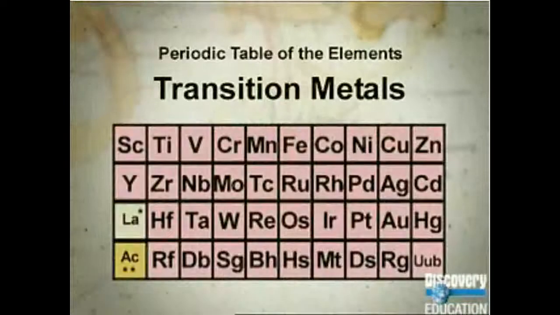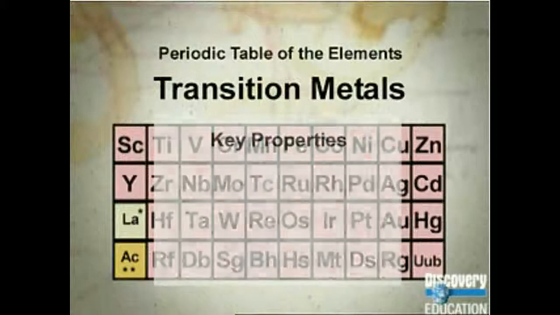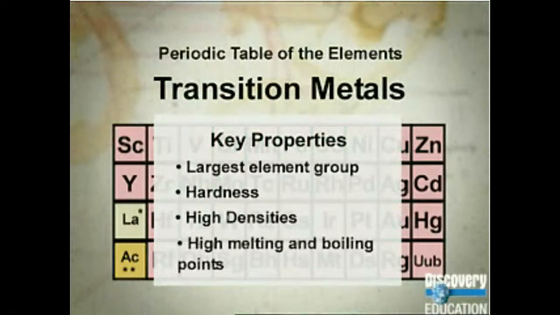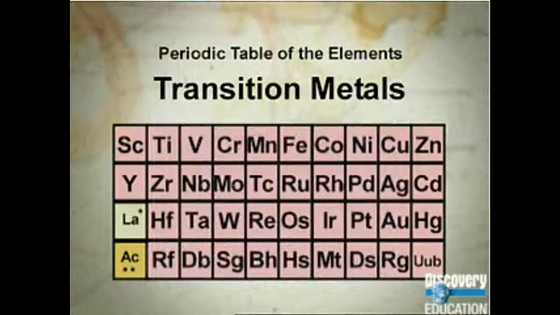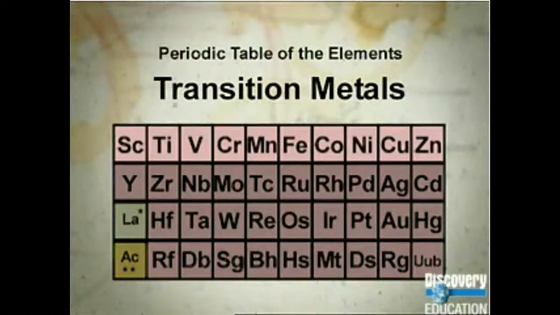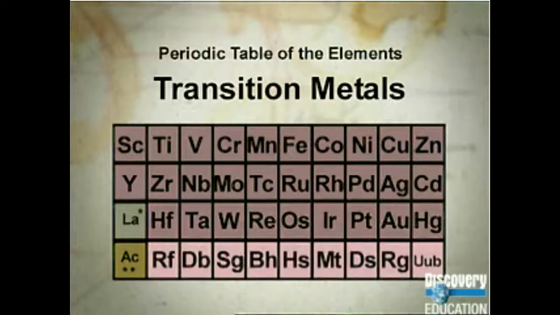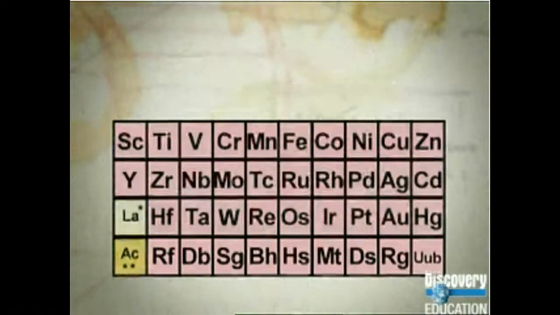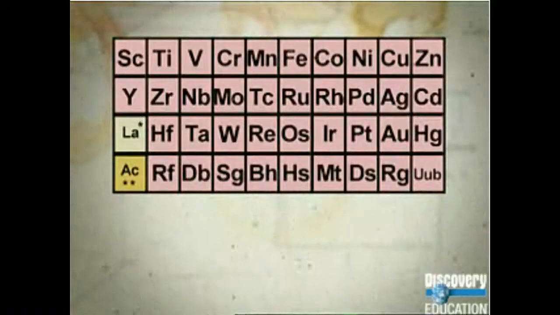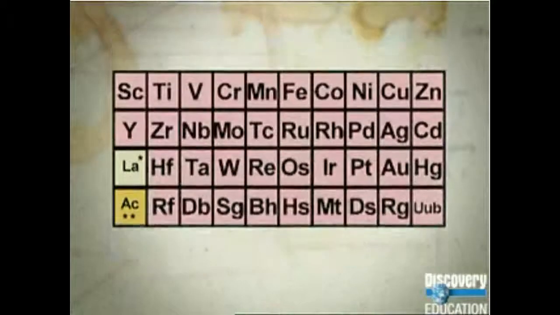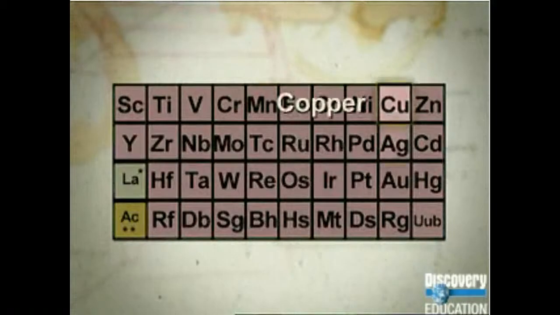The transition metals are the largest group of elements in the periodic table. They are generally known for their hardness and their high densities, melting and boiling points. The group includes the 38 elements from scandium to zinc, yttrium to cadmium, hafnium to mercury, and rutherfordium to ununbium. The transition metals also include the 30 elements that make up the lanthanide and actinide series, but these elements are traditionally considered as separate subgroups. The most well-known transition metals are copper, silver, and gold.